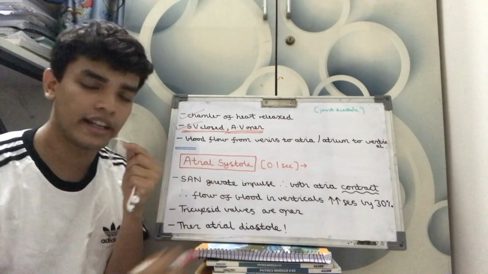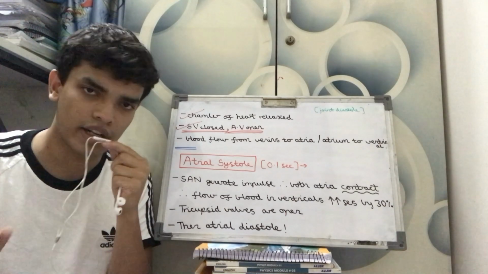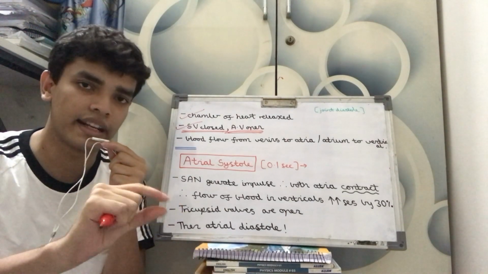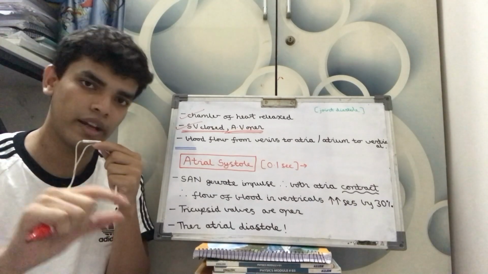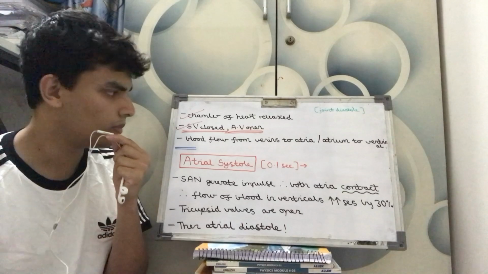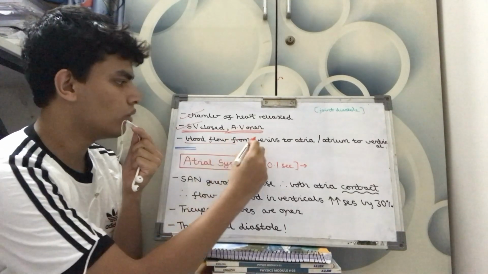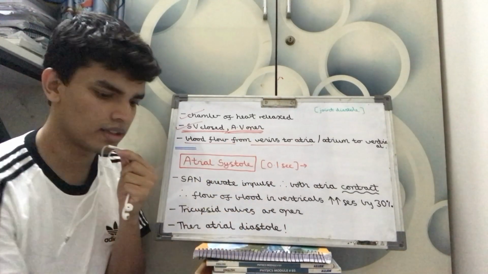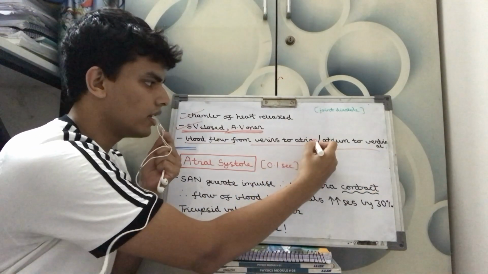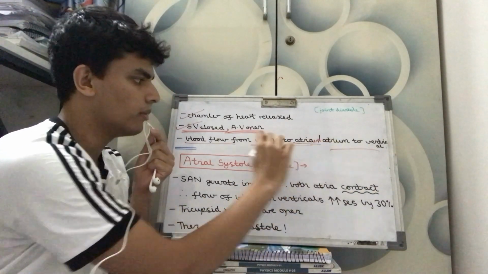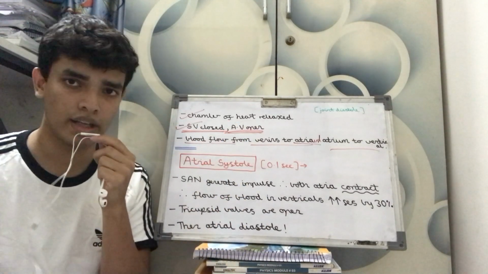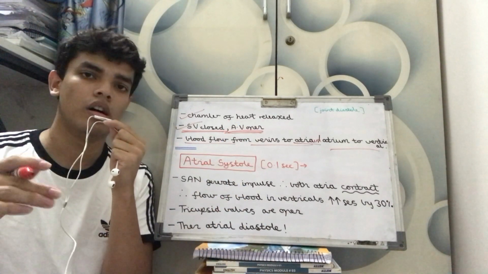So the atrioventricular valves, the tricuspid valve and the bicuspid valve, are located in the atrioventricular wall, so they are called atrioventricular valves. These are open, so blood is going down. Blood flow from veins to atria continues, and then from atrium to ventricle. Blood is coming from the veins into the atrium, and from the atrium it is also going into the ventricle. Okay, so these are the conditions before the atrial systole.